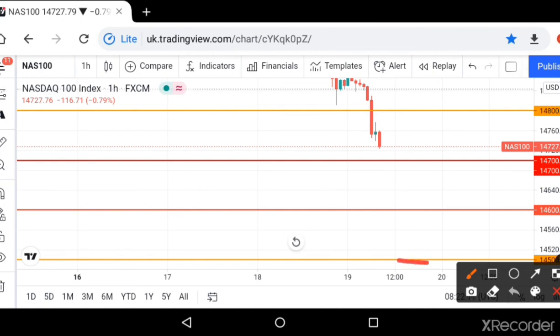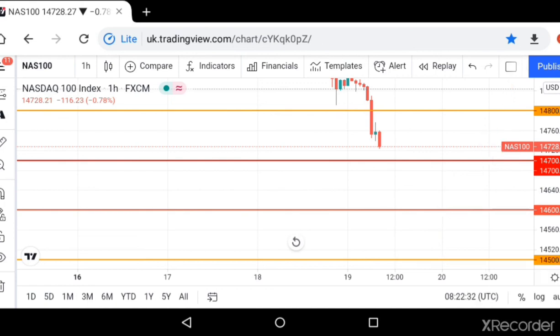This is where I'm looking to buy. Me personally, this is where I'm looking to buy. From here I'll be waiting. I don't even mind waiting with a buy limit here. Once it gets to this point, it breaks here, comes here, maybe pulls back, breaks here, comes here, and so on and so forth. So that is my trading idea, guys.